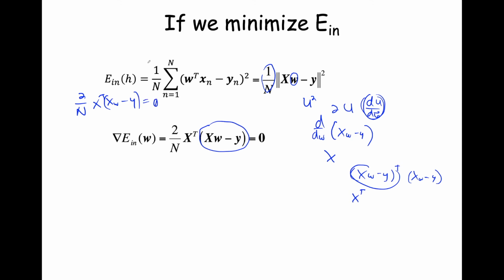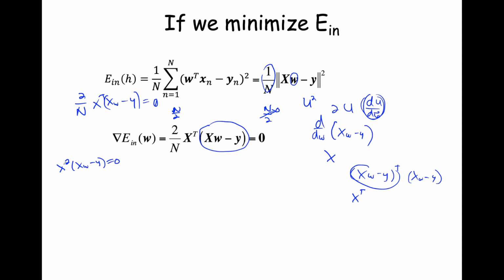Now, the first thing I'm going to do is multiply both sides of equality by this n upon 2. So if I multiply n upon 2 on the left-hand side of equality, I multiply everything on the right-hand side of equality by n upon 2. Well, lo and behold, this goes to 0, because 0 times anything is 0, and this cancels. The n's cancel, and the 2's cancel. And I'm left with X transpose XW minus Y is equal to 0.